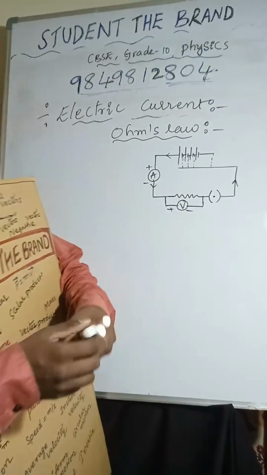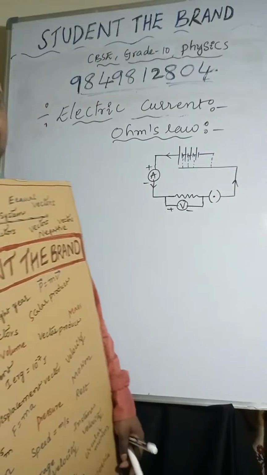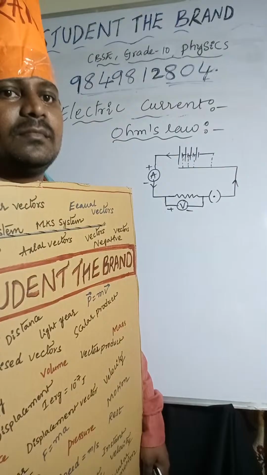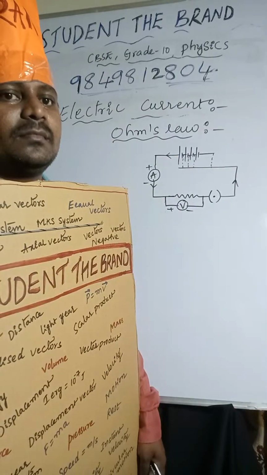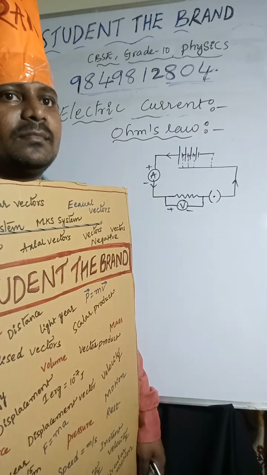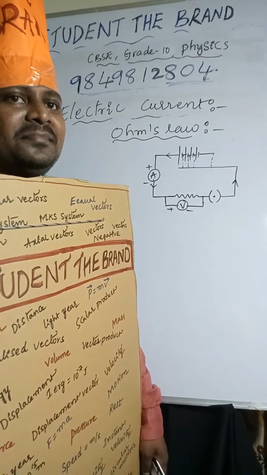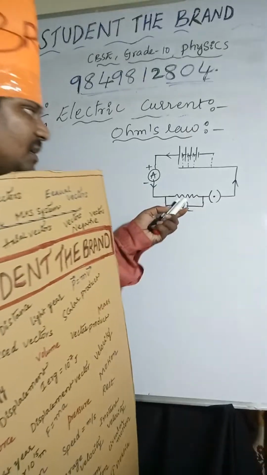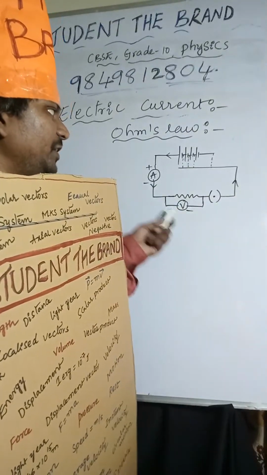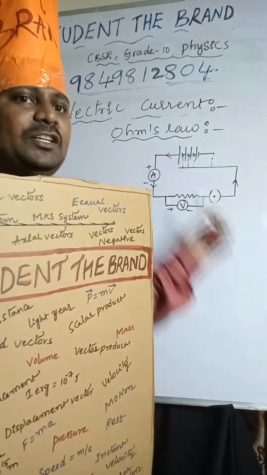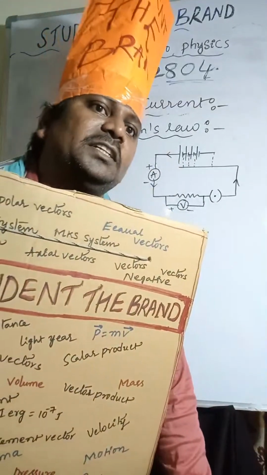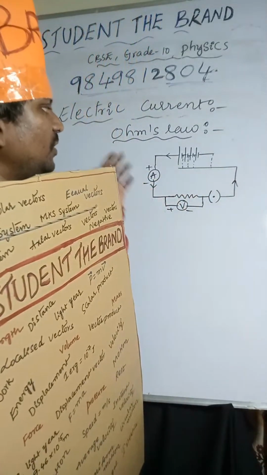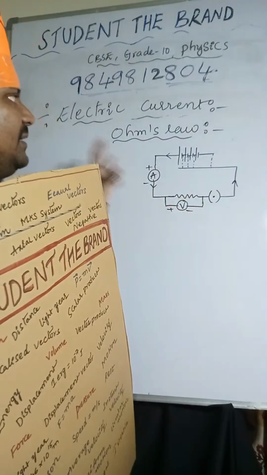So here you can observe. The potential difference across the ends of the given metallic conductor is directly proportional to the current flowing through it at constant temperature. So that is Ohm's law.